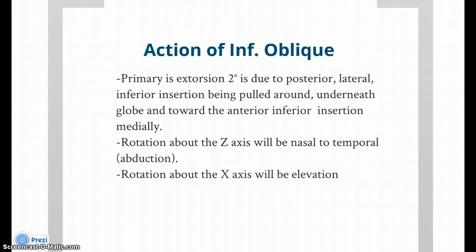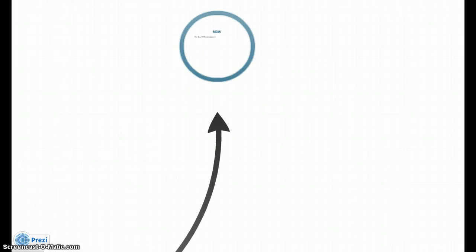The action of the inferior oblique is primary extorsion. The secondary action is due to the posterior, lateral, and inferior insertion being pulled around underneath the globe and toward the inferior insertion medially. So it has a rotation about the z-axis with nasal and temporal or abduction, and rotation about the x-axis would be elevation of the eye.